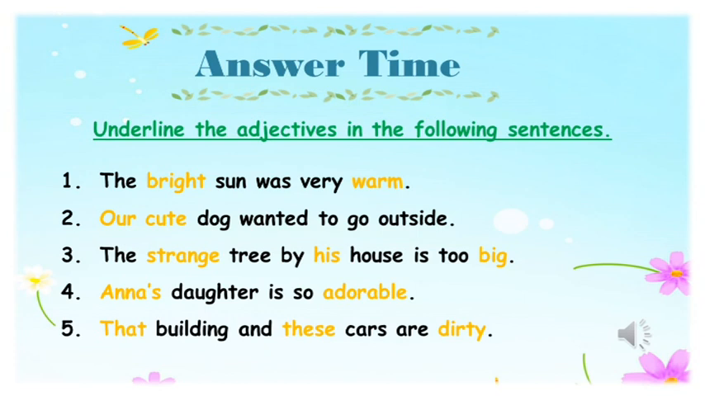Number 2. Our cute dog wanted to go outside. This sentence has two adjectives too. What are they? Our and cute. Both of these adjectives describe the noun dog. Our tells whose dog, cute tells what kind of dog. Whose dog? Our dog. What kind of dog? The cute dog.